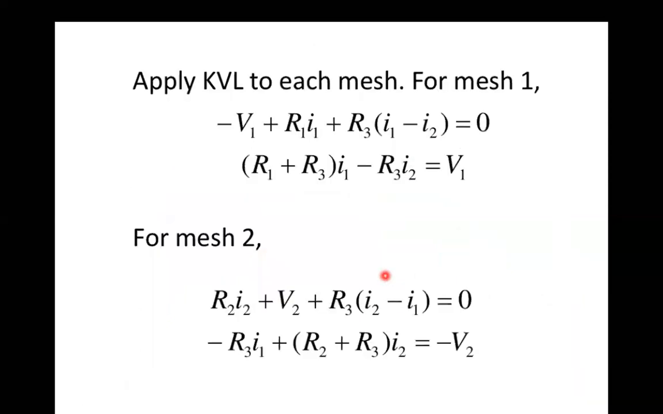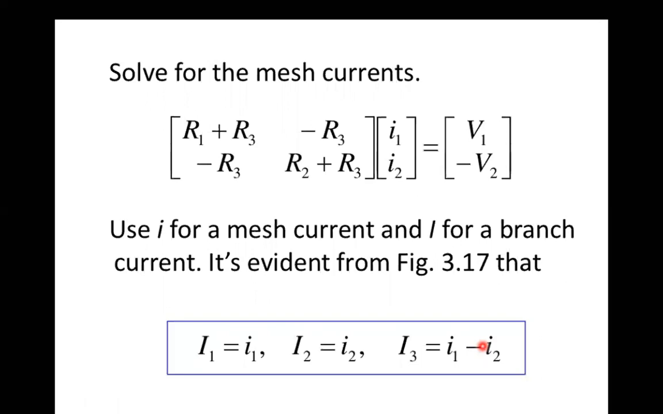Or in brackets we can say R2 I2 plus V2 plus R3 into I2 minus I1 is equal to 0. Or if you arrange with respect to I1 and I2, this comes like minus R3 I1 plus R2 plus R3 into I2 is equal to minus V2. We have just transferred this to the right hand side. So this is how, in a symmetric way, we can write the first equation multiplying I1 and I2: R1 plus R3, minus R3, and minus R3, R2 plus R3. This is I1 and I2, which should be equal to V1 and minus V2 in a symmetric form.